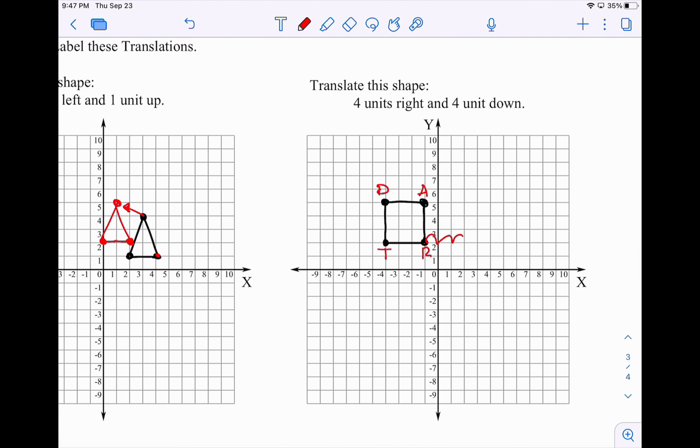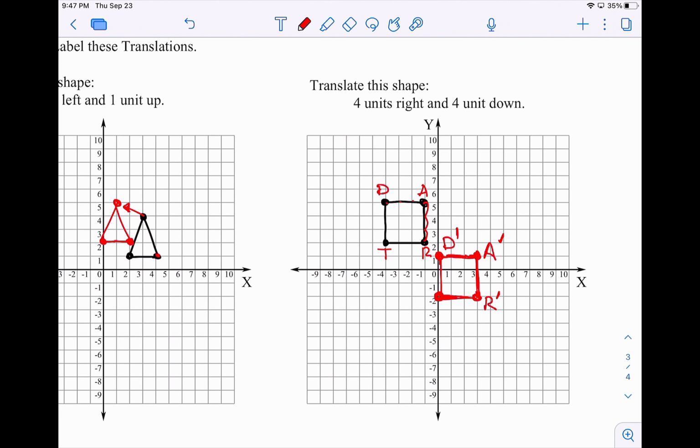Okay, we're there. And that is going to be my R prime. 1, 2, 3. Straight above it, 1, 2, 3. So it's going to be here. A prime. And then from the A prime, 1, 2, 3 over, 1, 2, 3 over. This is going to be D prime. And then the next one will be down here.